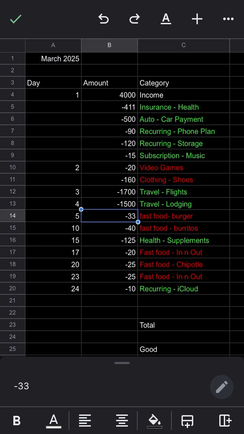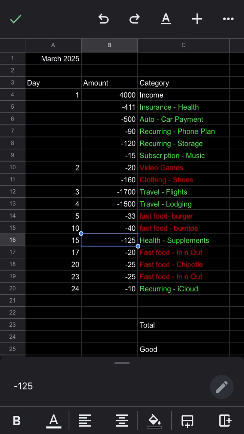On the 5th, I bought burgers. All right? Didn't need to buy those burgers. Just wanted them. But I could have probably just cooked. Most of the time I cook, so, all right. Fast food again, burritos, both red. Fast food, I'm going to put red every time because I really don't need to do it. It's like an impulsive reaction that I just need to buy some fast food, okay?